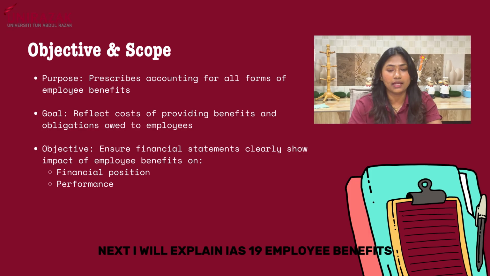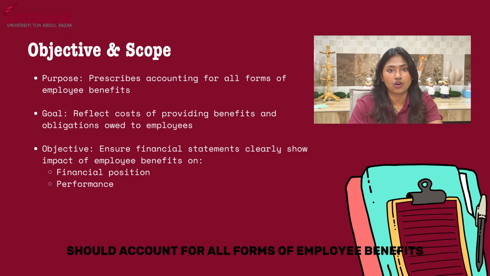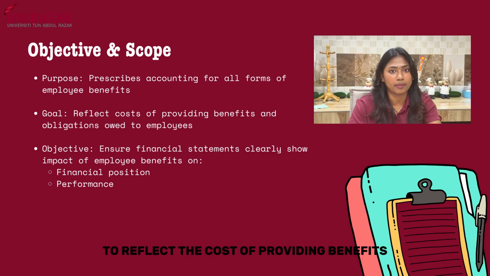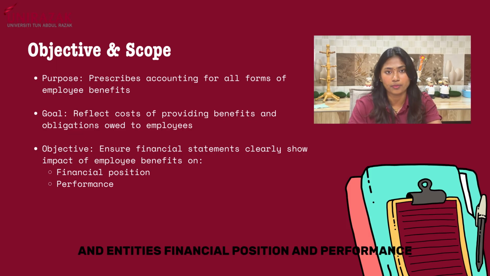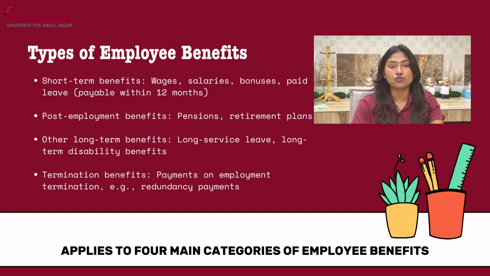Next, I will explain IAS 19 employee benefits. IAS 19 prescribes how companies should account for all forms of employee benefits to reflect the cost of providing benefits and the obligation owed to employees. The objective of IAS 19 is to ensure that financial statements clearly show how employee benefits affect an entity's financial position and performance. IAS 19 applies to four main categories of employee benefits.